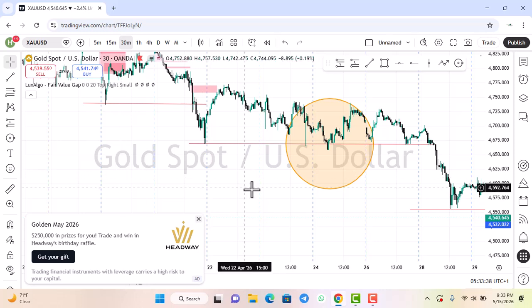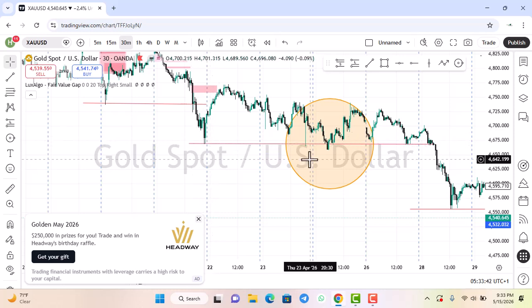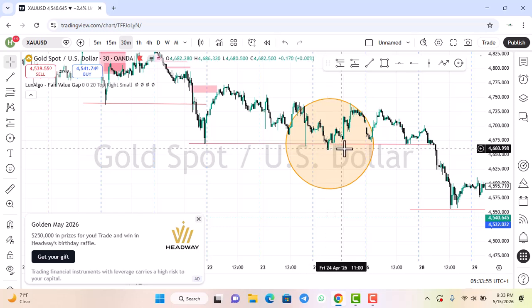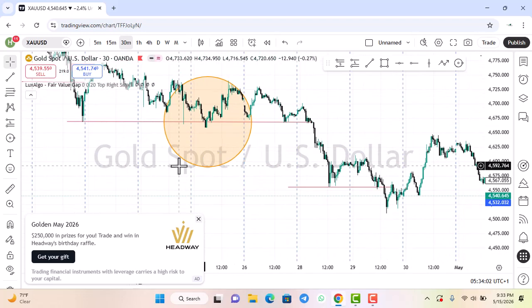So, like I said, this break of structure is only valid on the 30-minute time frame. It is on the 30-minute time frame that it shows us what a valid break of structure is. And what's a valid break of structure? It is when the body of a candle closes below the recent lower low if you are in a downtrend, and if you are in an uptrend, when the body of a candle closes above the recent higher high.